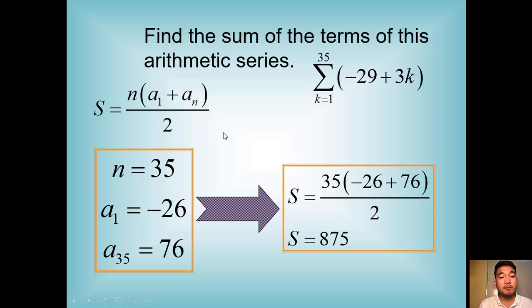So do not just always remember this general formula: S is equal to n times the quantity a sub 1 plus a sub n all over 2, because you will be using this in solving for the sum.